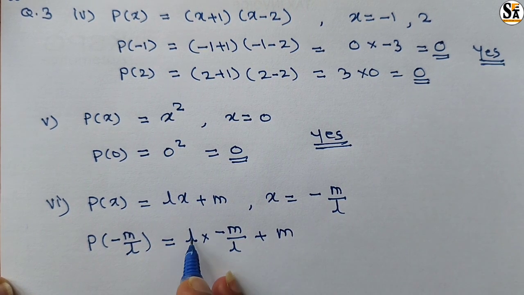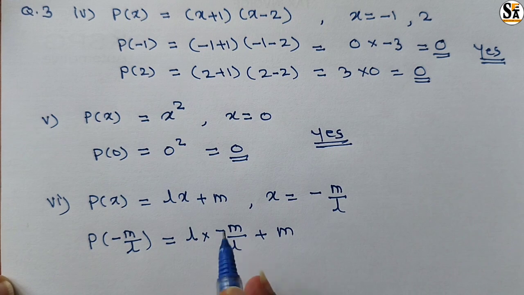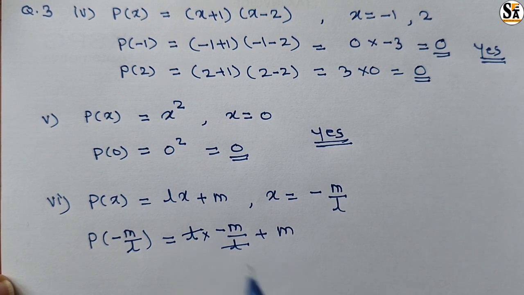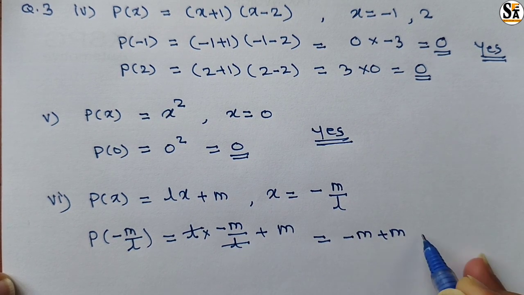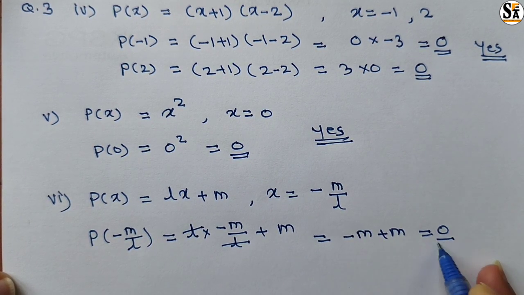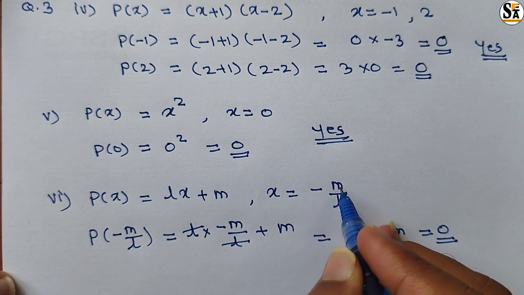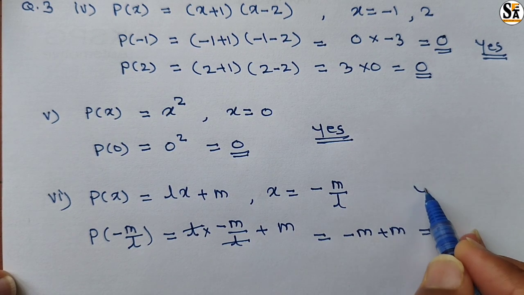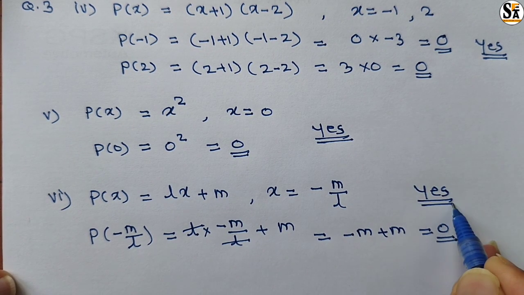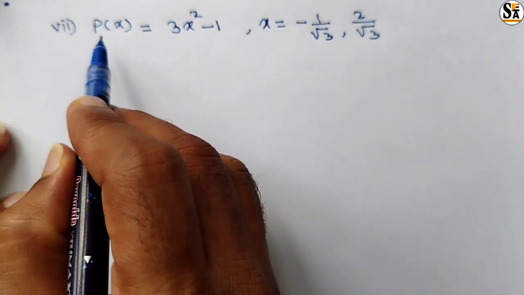Solve this. L and this L will get cancelled, as these are in multiplication and division. So this L will get cancelled, this L will get cancelled. We will get here minus m as it is plus m. So minus m plus m, that is 0. So we are getting the value of polynomial as 0 for x equal to minus m upon L. So this is a 0 of this polynomial. So our answer is yes. Now see the next sub question, seventh sub question.